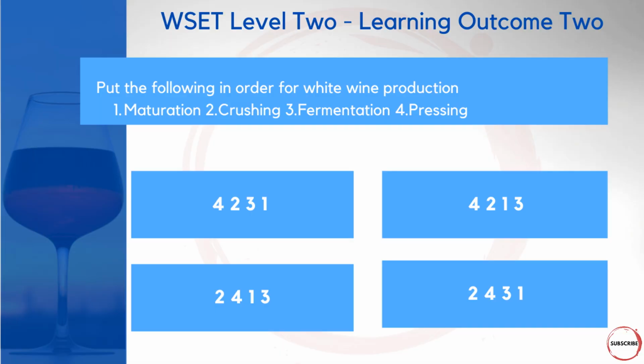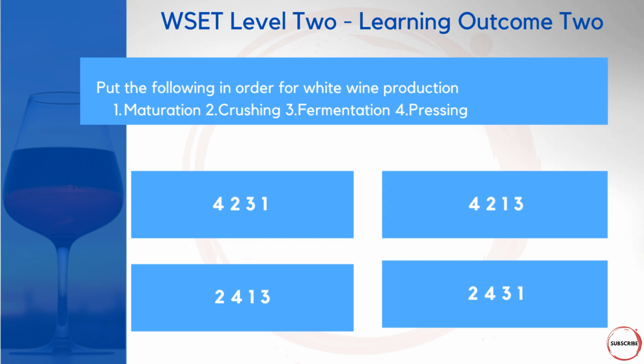And so what you'll learn as part of this course are the different processes for red, for white and for rosé. And I've come up with an example here of the white wine making process for our next question. So put the following in order for white wine production. 1 maturation, 2 crushing, 3 fermentation or 4 pressing.